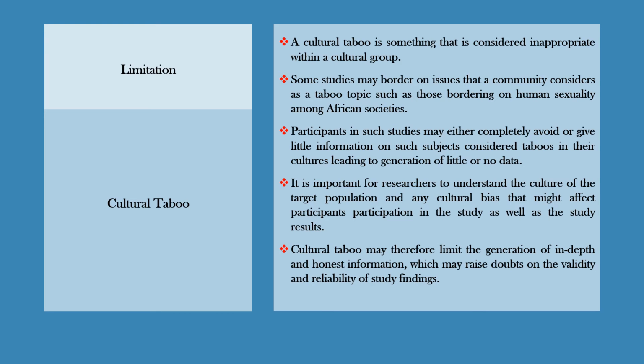The other issue that could lead to a limitation or weaknesses of the research findings is to do with cultural taboo. A cultural taboo can be understood as something which is considered inappropriate within a given cultural group. Some studies may border on issues that a community considers as a taboo topic, such as those bordering on human sexuality among African societies. Participants in such studies may either completely avoid or give little information on such subjects that they consider as taboo in their cultures, leading to the generation of very little or no data at all.